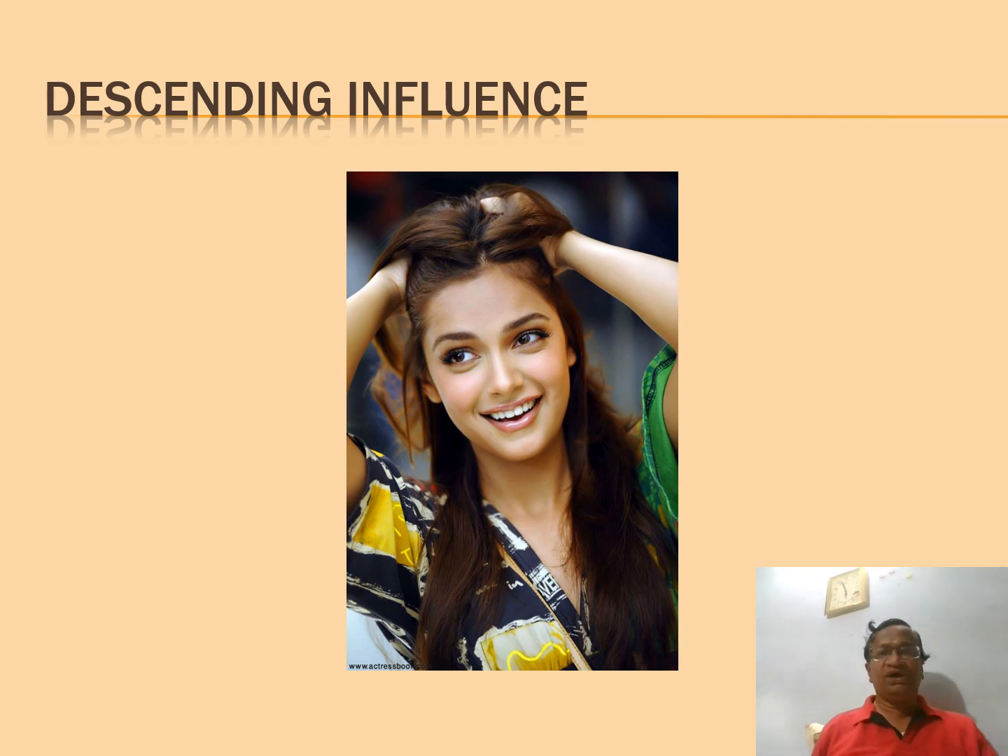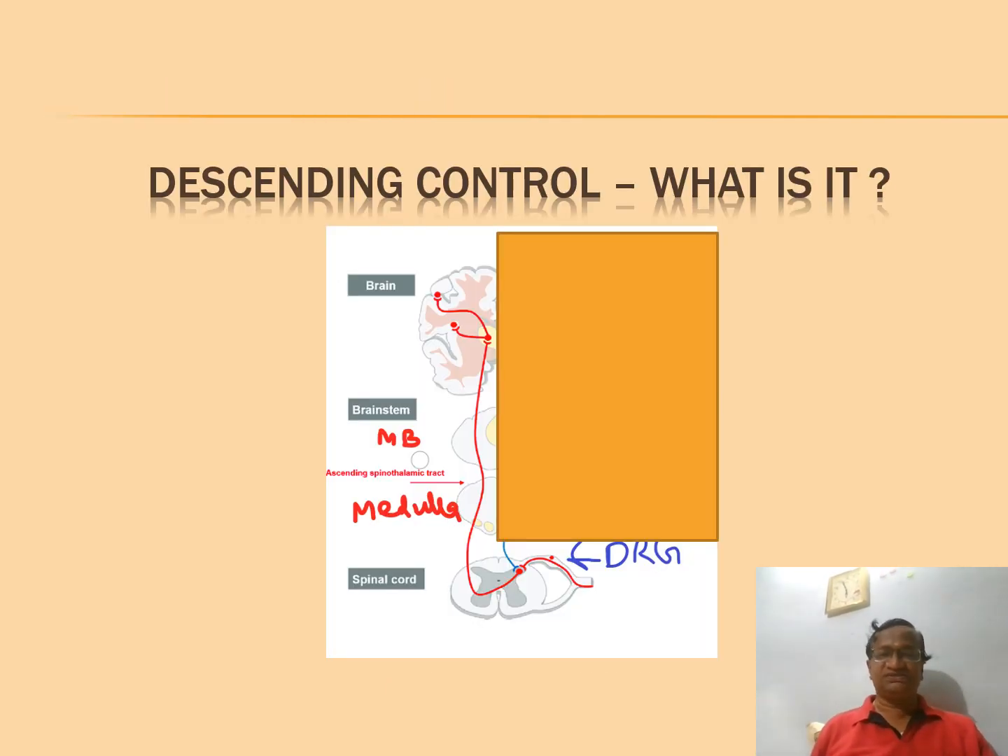Now we will go to the descending influence. What is this descending control? Now we know from the nociceptor, prostaglandins, histamines, algogens are stimulated. It stimulates the peripheral nerves. It goes through the dorsal horn, lateral, all these things we know. This is what is called the ascending pathway of pain.